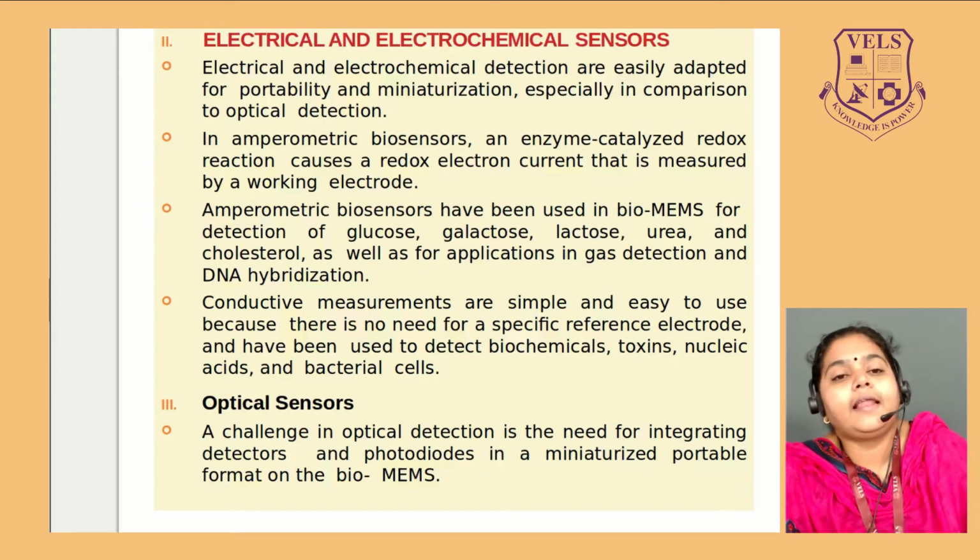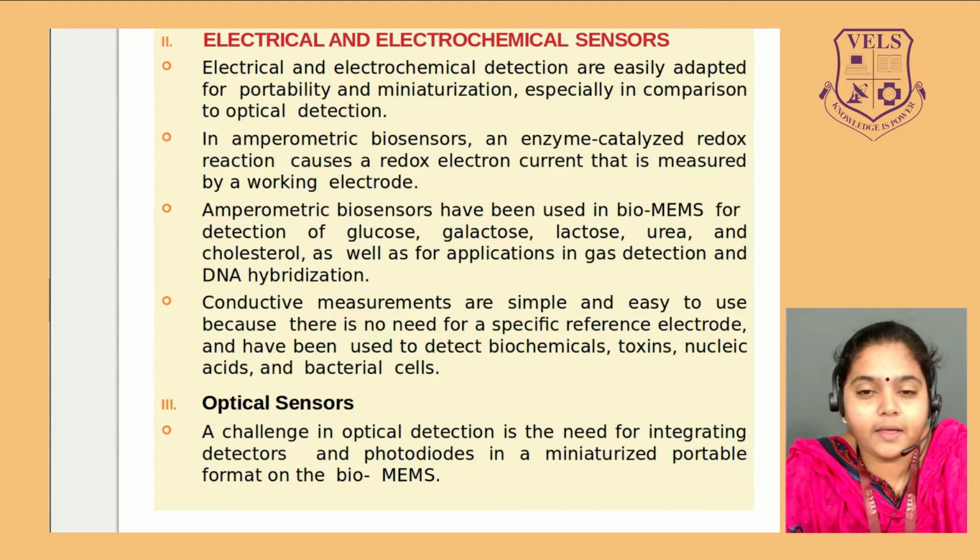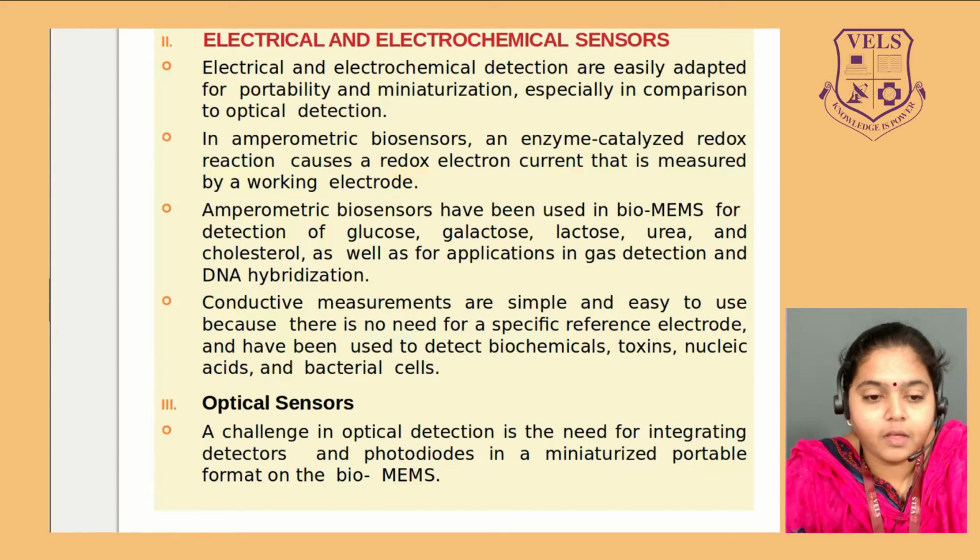Next is the electrical and electrochemical sensors. Electrical and electrochemical detection are easily adapted for portability and miniaturization, especially in comparison to optical detection. Conductive measurements are simple and easy to use because there is no need for a specific reference electrode, and have been used to detect biochemicals, toxins, nucleic acids, and bacterial cells.